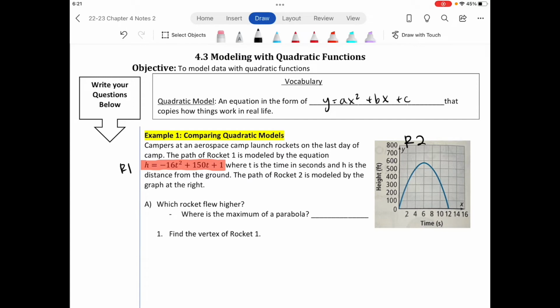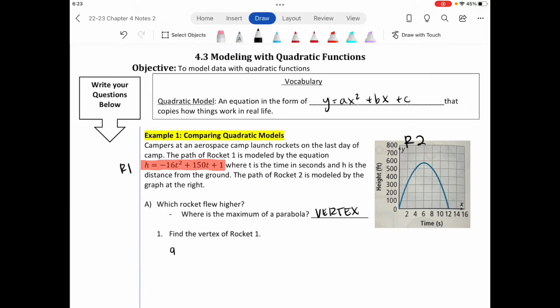First thing we want to know is which rocket flew higher. This means we need to know where is the maximum on both of these functions, or the parabola. The maximum is always going to occur at the vertex. We'll find the vertex the same way we did in 4.2.